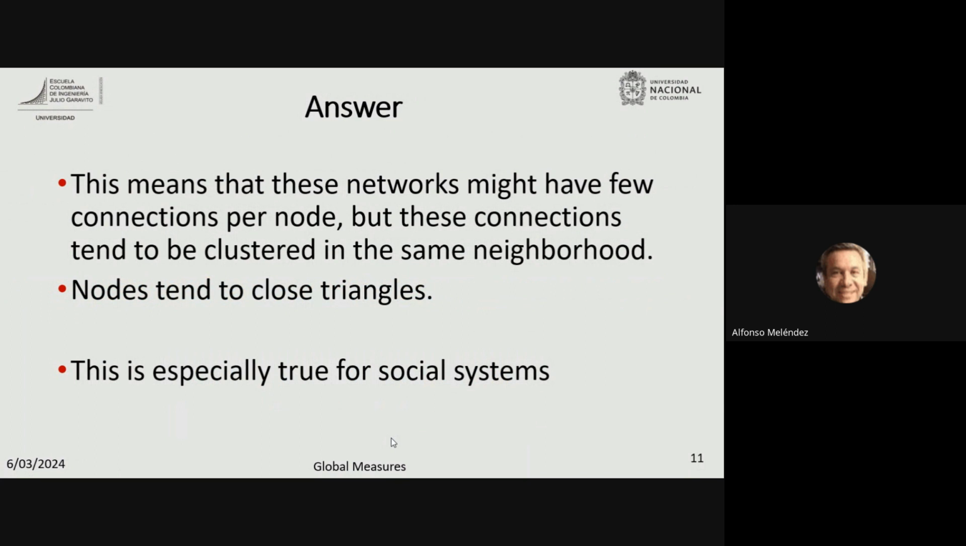The nodes could have few connections per node, but these connections tend to be clustered in the same neighborhood. That's the important thing. Communities. Nodes tend to close triangles. Clustering coefficient is typical of social systems. High clustering coefficients.